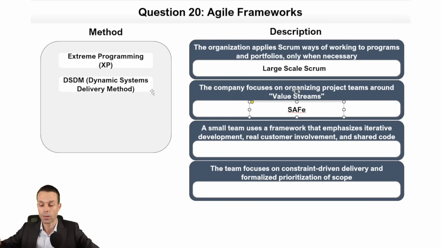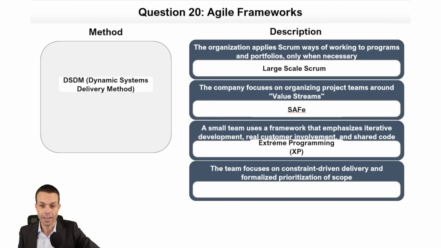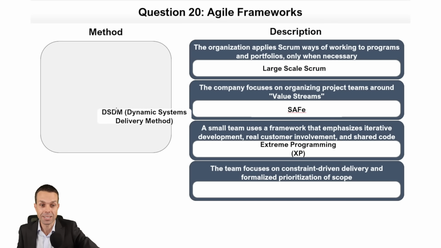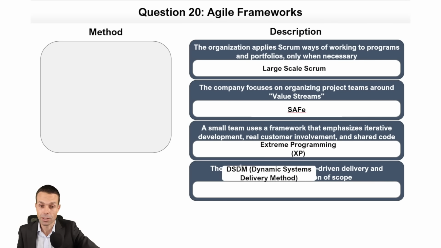A small team uses a framework that emphasizes iterative development, real customer involvement, and shared code. That's our extreme programming. We always share the code in extreme programming. Anyone can touch any part of the code at any time so that everyone learns, and that's a nice way to do it. That leaves us with DSDM, or Dynamic Systems Delivery Method.